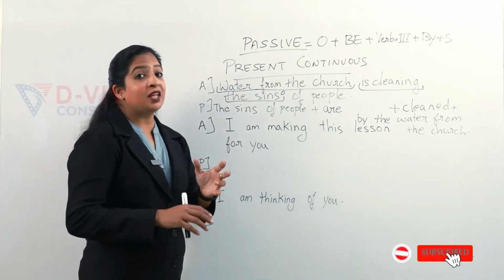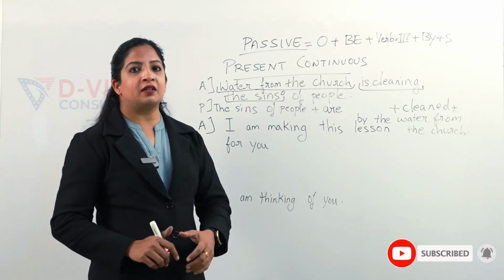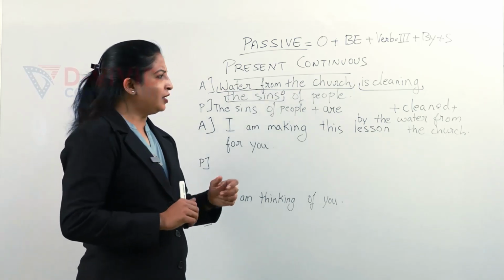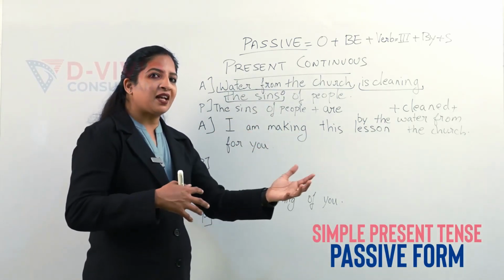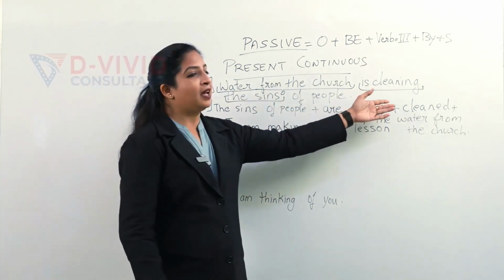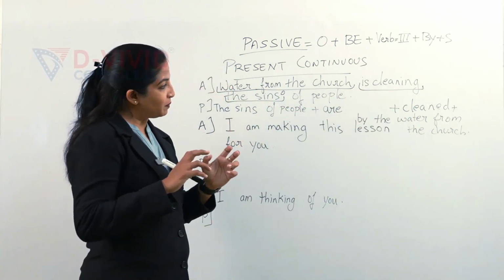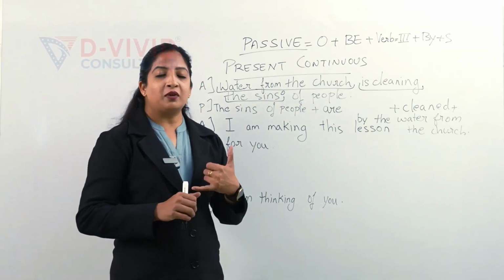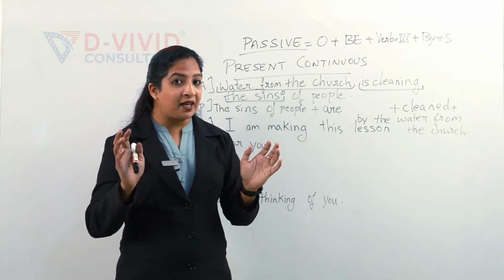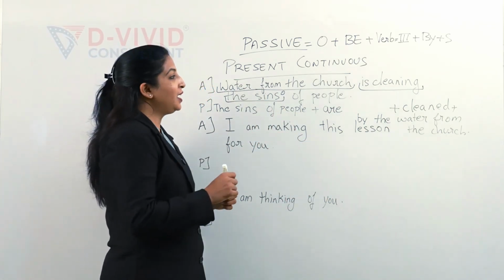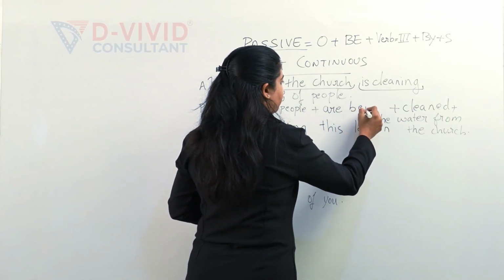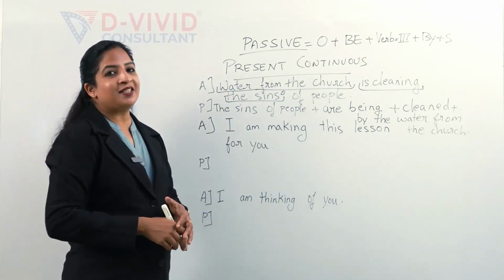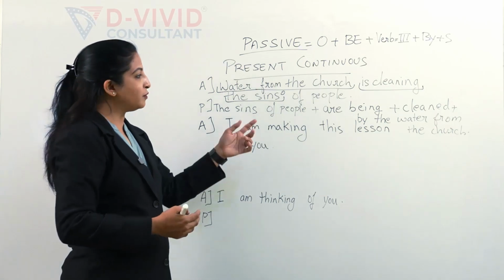What does this sentence look like? Don't you think it looks like simple present tense passive form? Yes, we have are and the third form. So what is absent over here? The ing form is absent. So we would need to take help from Mr. B and ask for its being form, the ing form. So this is how your present continuous tense passive will look.